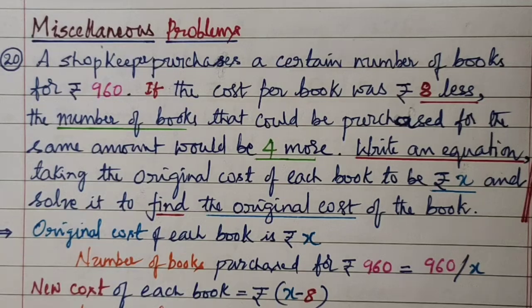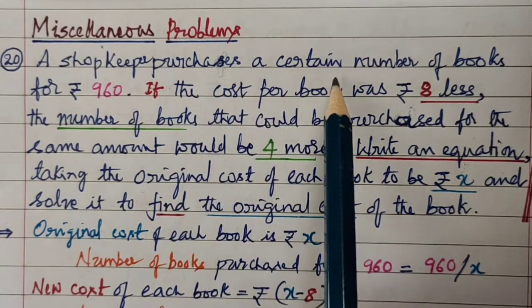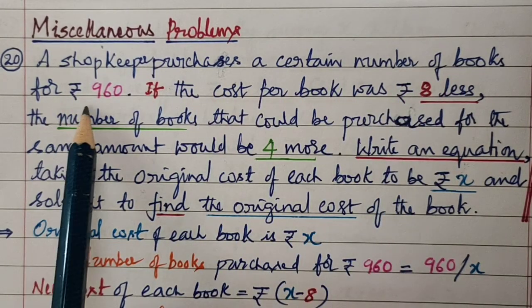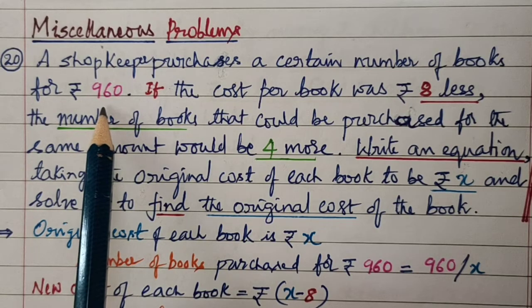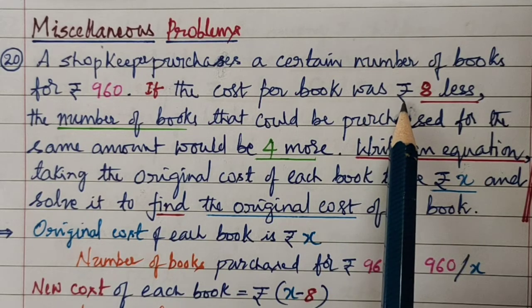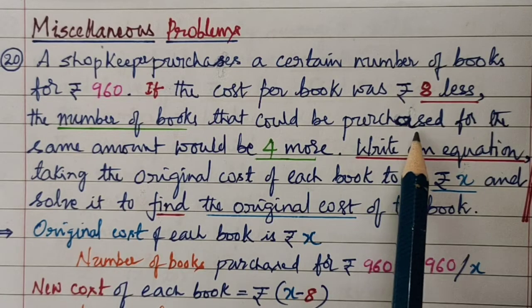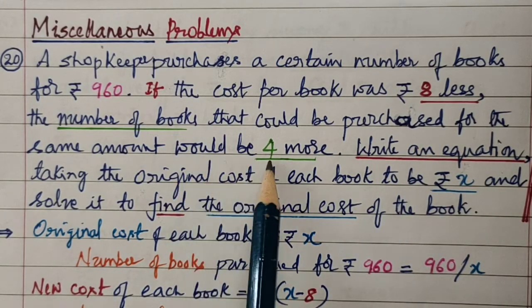Quadratic equations, word problems, miscellaneous problems. A shopkeeper purchases a certain number of books for rupees 960. He has purchased the books for 960 rupees. If the cost per book was 8 rupees less, the number of books that could be purchased for the same amount would be 4 more.